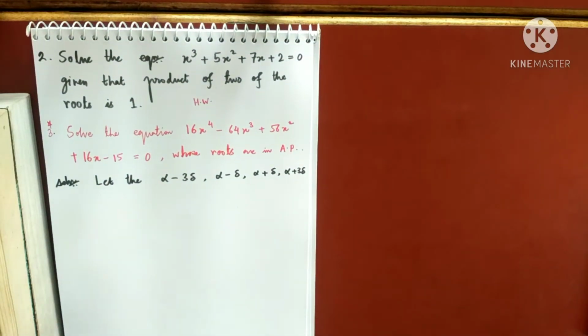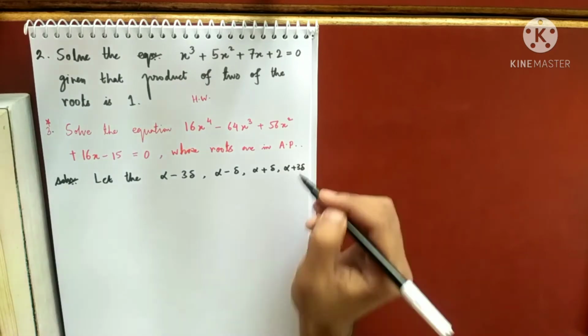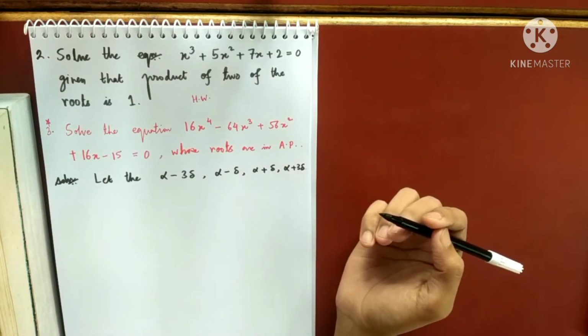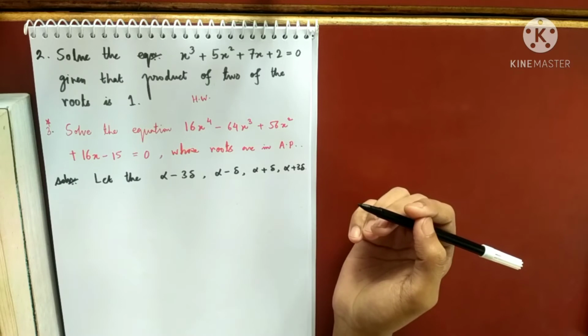Remember, these 4 numbers form an AP having common difference 2 delta. You may check. This is how you assume 4 numbers in AP. Always keep that in mind. You can find it in any class 11 book. So a minus 3d, a minus d, a plus d and a plus 3d. Now let's apply the relation between roots and coefficients.